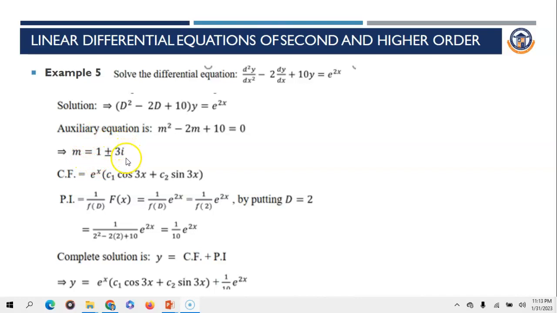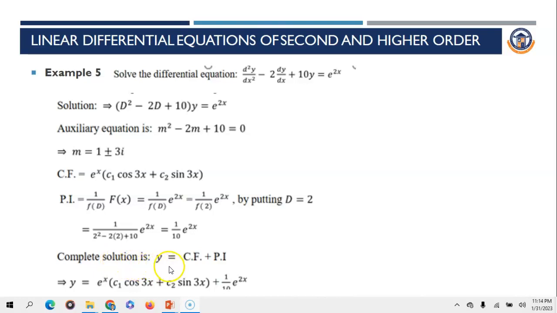Roots are imaginary. The complementary function: m is equal to alpha plus or minus i beta means e to the power alpha x into (c1 cos beta x plus c2 sin beta x). So here alpha is equal to 1 and beta is equal to 3. Therefore e power x into (c1 cos 3x plus c2 sin 3x). Then find the particular integral: 1 divided by f of D into f of x is equal to 1 divided by f of D into e power 2x, that is equal to 1 divided by f of 2. We are substituting D is equal to 2 in e power 2x. So after substituting we are getting 1 divided by 10 into e power 2x.